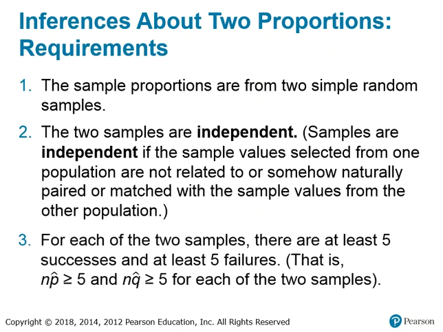We have requirements that we would need to fulfill just like any other test. This time we have to make sure both of the samples are simple random. We have to make sure both of them are independent, that one answer is not being affected by another answer. And just like before, we need to make sure that in each group we have at least 5 successes and at least 5 failures in each of the two samples.